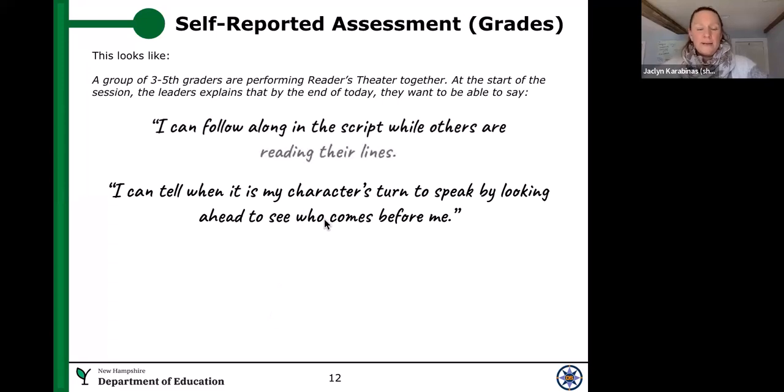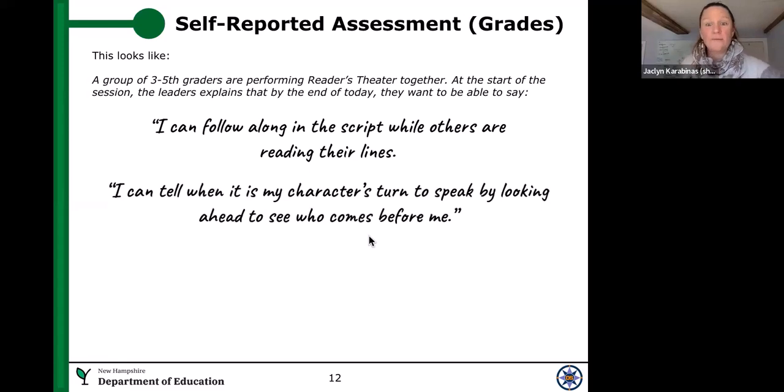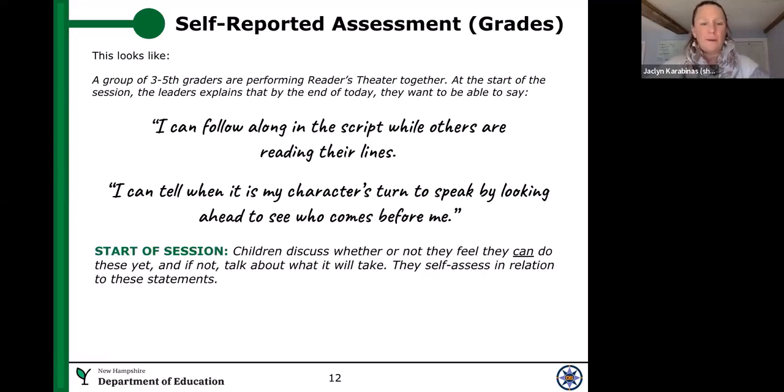I can tell when it is my character's turn to speak by looking ahead to see who comes before me. Now, there are a lot of things that someone could say at the beginning of a reader's theater session with kids, but these would be based on knowing the students really well, to know the kinds of things that might be slightly challenging for them, just knowing the personality of the group or having done something like this with them before.